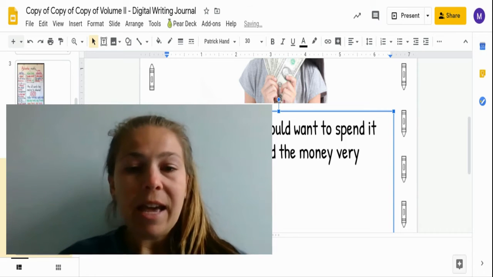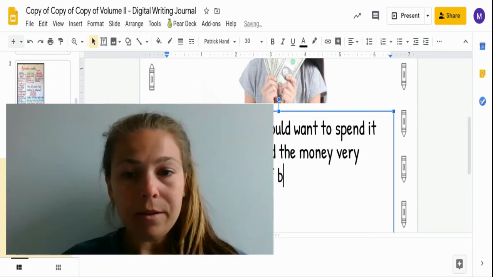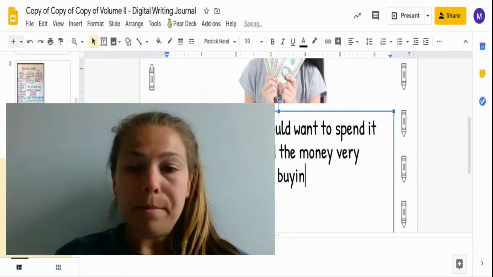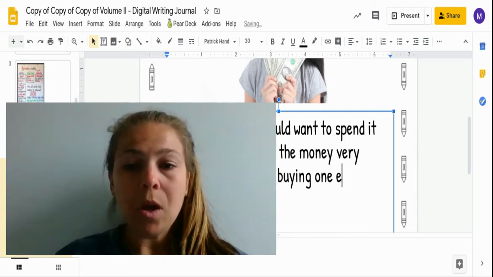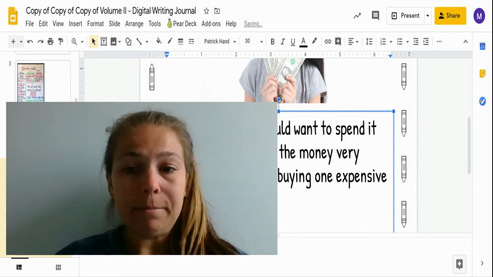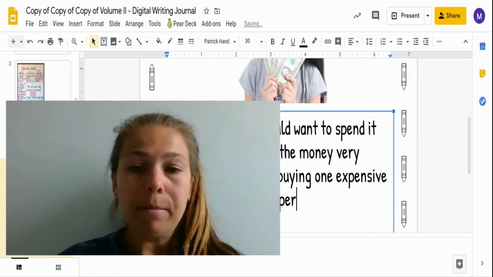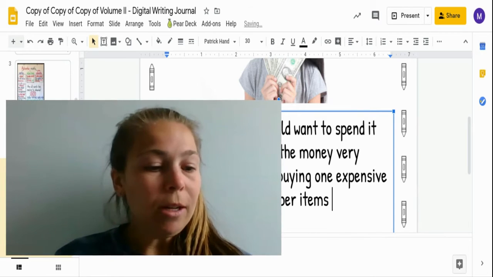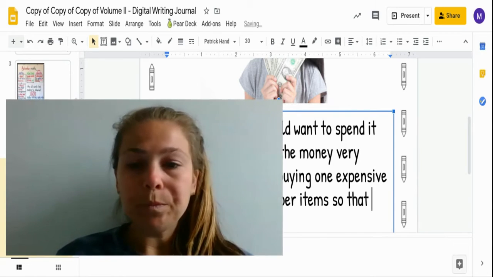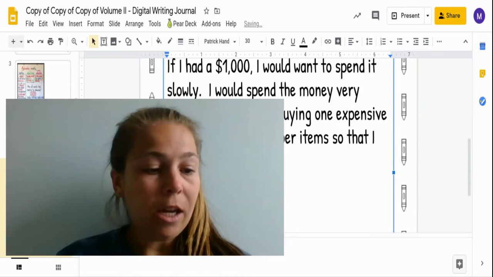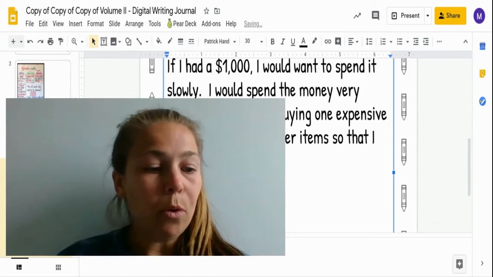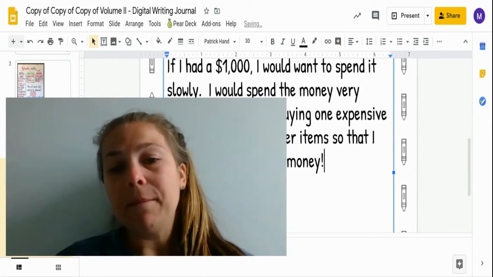So instead of buying one expensive item, I would buy cheaper items so that I could get more for my money.